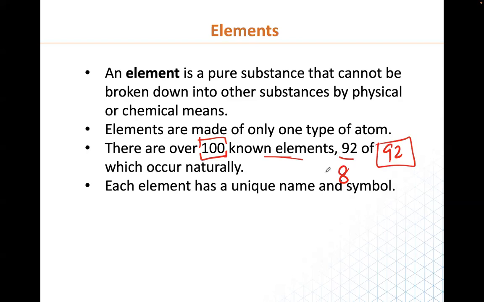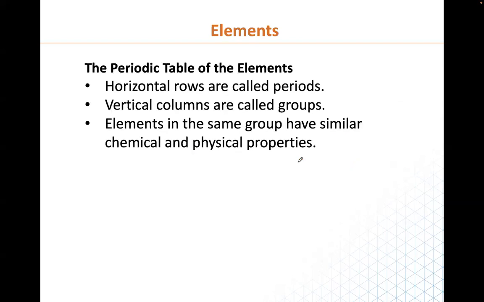Each element has a unique name and also a unique symbol. We're going to see that in the periodic table. In the periodic table, the elements have a horizontal row, which is called a period. We have a vertical column, which is called a group. So this is a period.